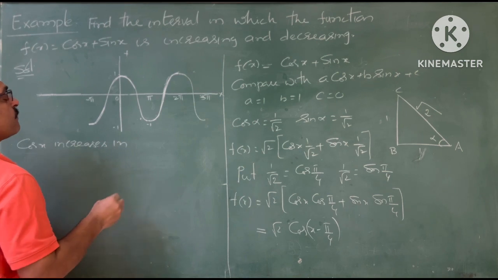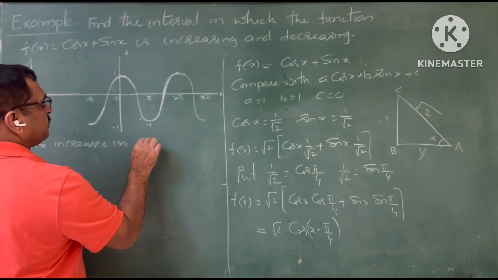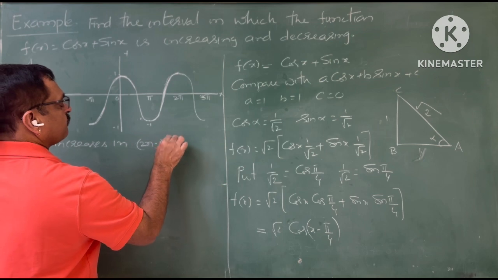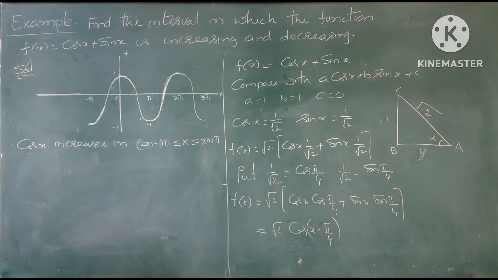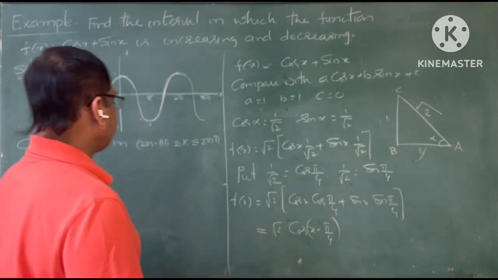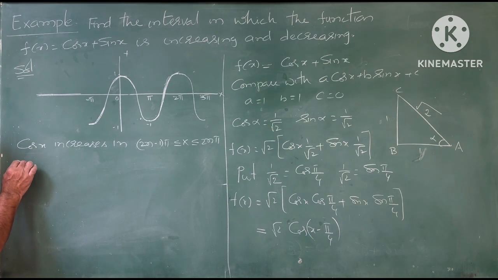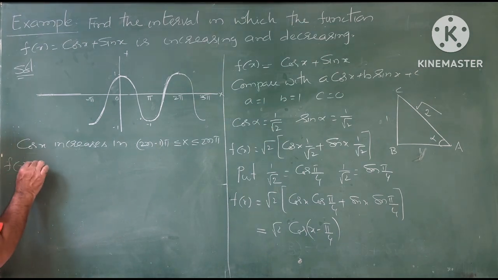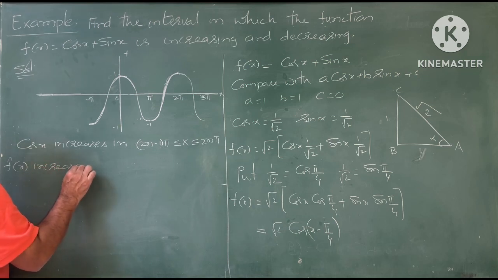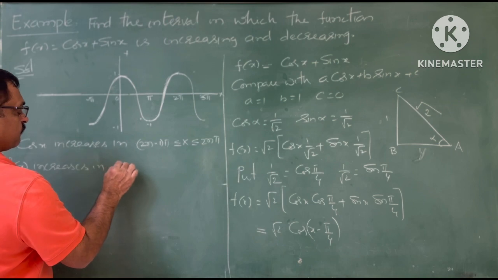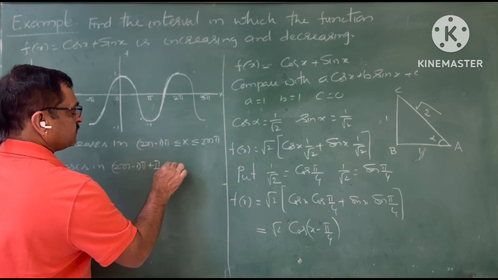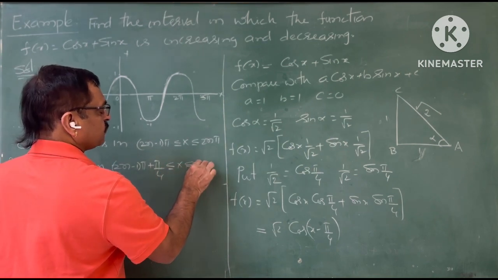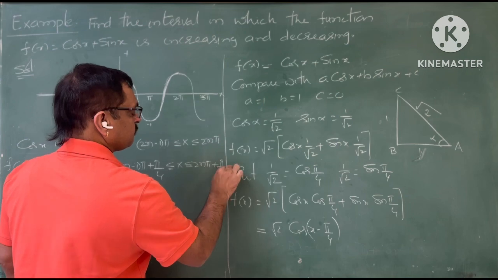in 2n minus 1 pi less than or equal to x less than or equal to 2n pi. Here we have x minus pi by 4. Therefore, f of x increases in (2n minus 1) pi plus pi by 4 less than or equal to x less than or equal to 2n pi plus pi by 4.